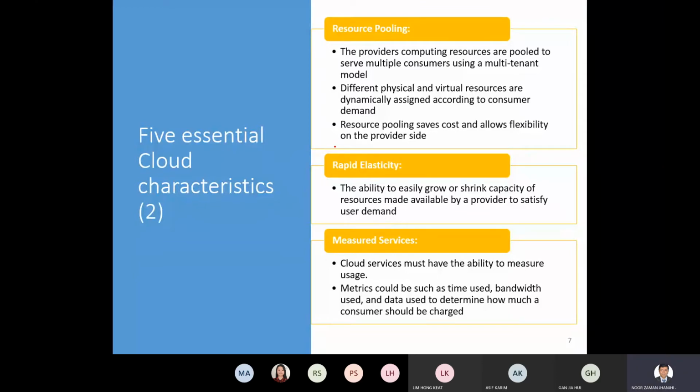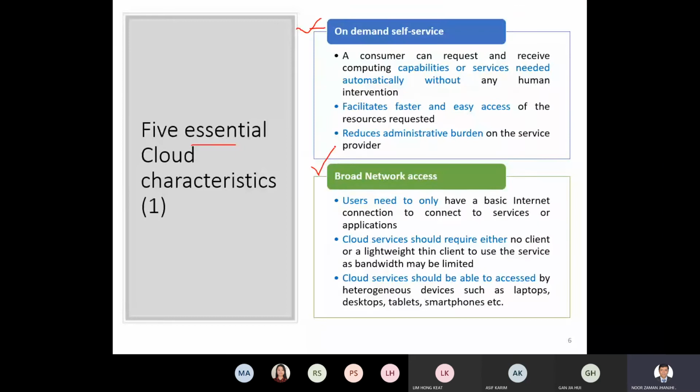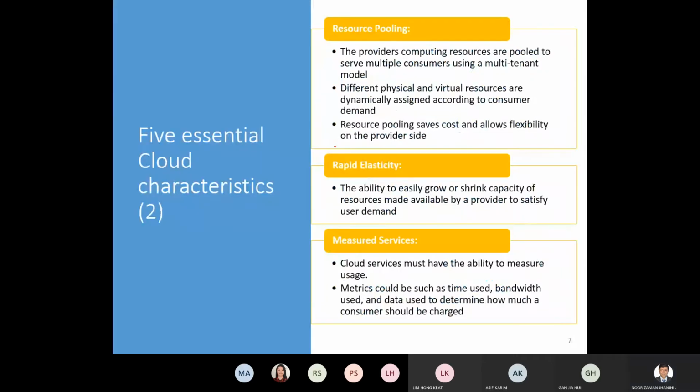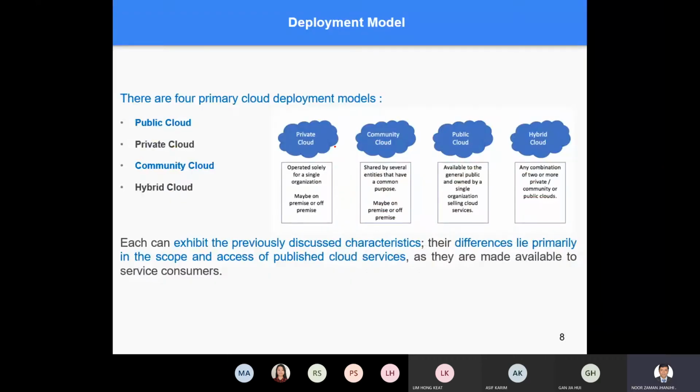Okay, so these are the five important essential concepts. It should be on demand and self-service, and broad network access, so it provides access at any time. Then resource pooling, and it should be quick, rapid, and elastic in its approach, and it should be able to measure the services as well.